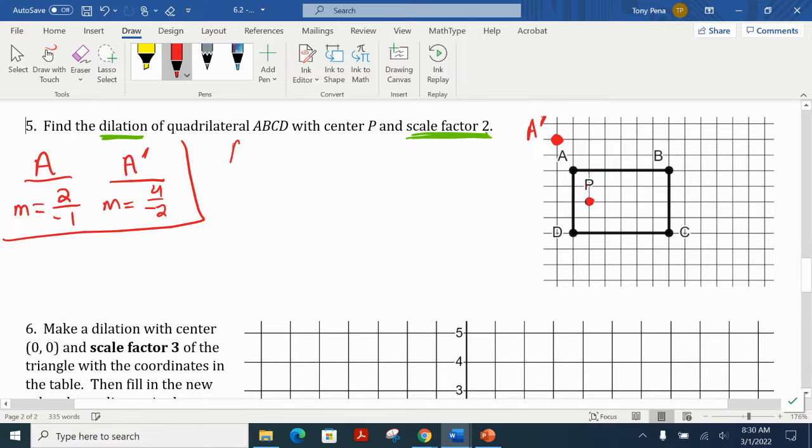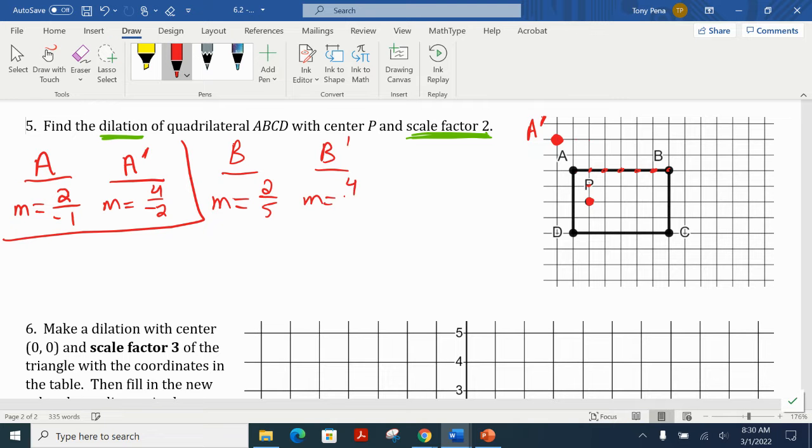When we go to B, to go from this point to B, you would now go up 2 and then right 1, 2, 3, 4, 5. So up 2, right 5. So that slope would have been 2 over 5. So if I now want B prime, I'm doubling it. So my new count will be 4 over a 10. So go up 4, 1, 2, 3, 4, and right 1, 2, 3, 4, 5, 6, 7, 8, 9, 10. And then that should be the new point B.